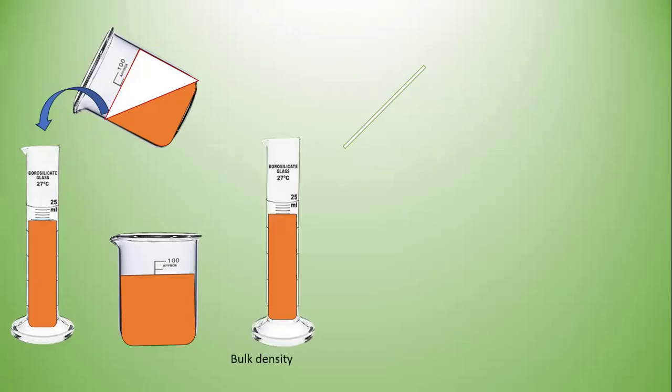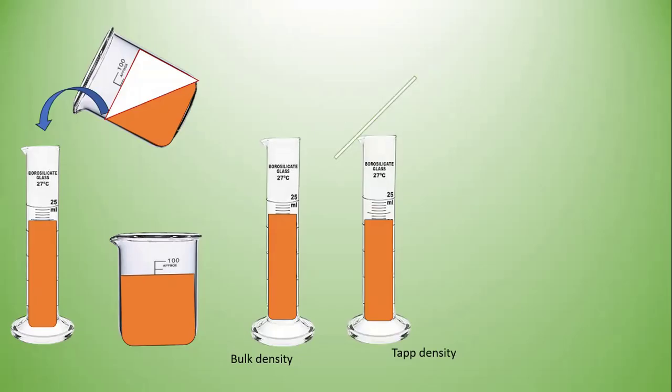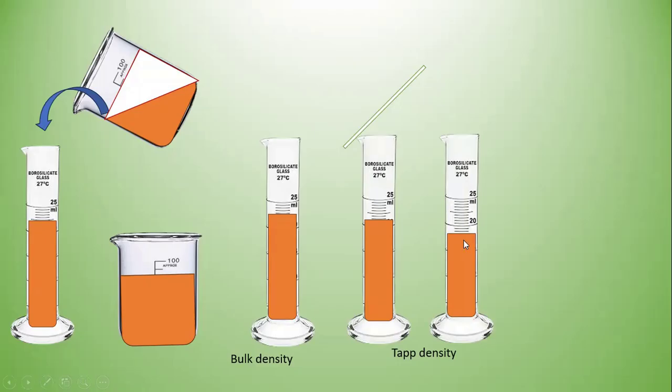Okay, this is known as the bulk density. To this measuring cylinder, we are going to tap using a glass rod. Likewise, because of this, the volume of the drug is going to decrease. So this is known as the tap density.